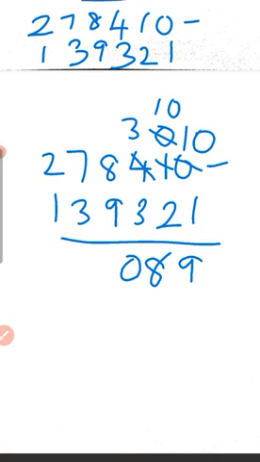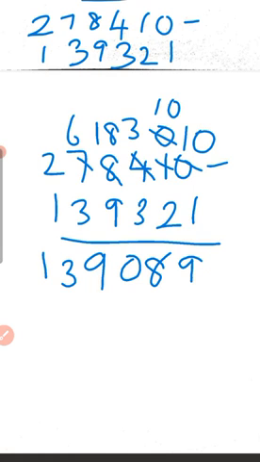Again 8 minus 1, that one we can't do. So borrow 1 from 7. So this 8 becomes 18 and 7 becomes 6. 18 minus 9, 9. 6 minus 3, 3. 2 minus 1, 1. So our answer is 139,089. Okay. Find the difference between the given numbers.